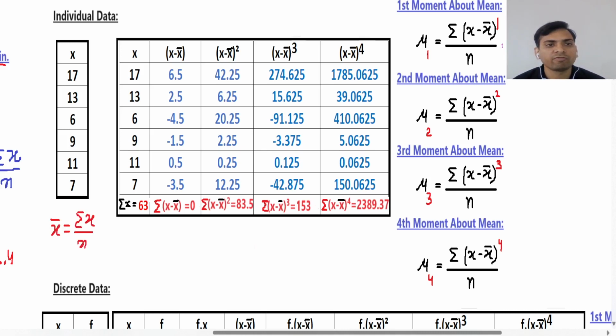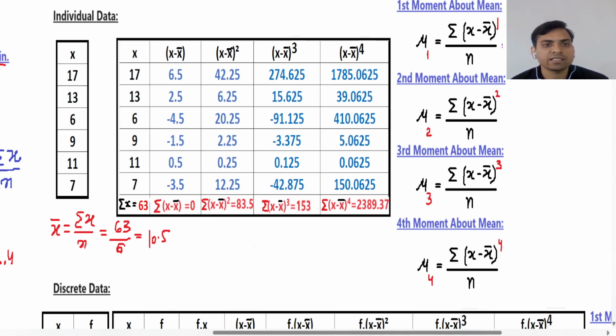So you can find mean of this, and this total is 63 summation x, and number of observations are 6. So you can find its mean. This is 10.5. So now for first moment, as first moment is 0, we need not find this one, but we will see. So first we will create a column for x minus x bar.